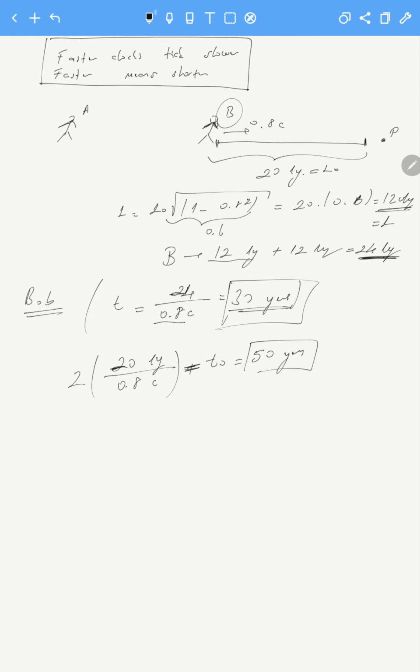So if they had started their trip at the age of 20, when they come back, Bob is going to be 50 years old, and Alice is going to be 70 years old. Which I believe Alice would like to have this extra 20 years, but well, so what is the paradoxical situation actually solved by?